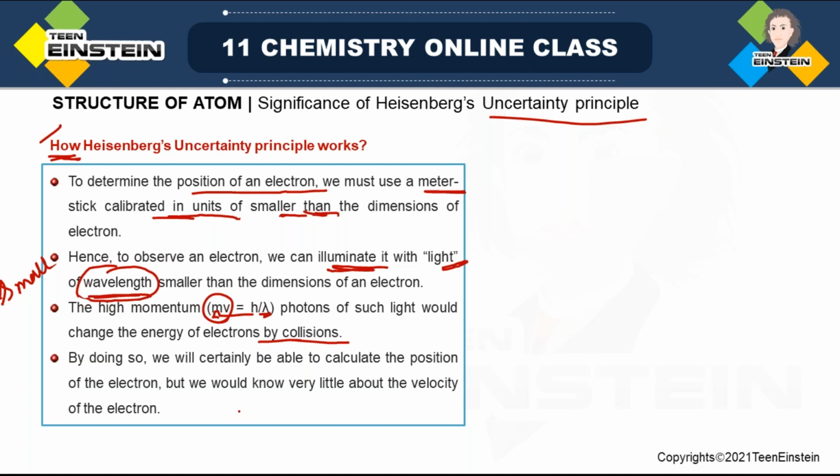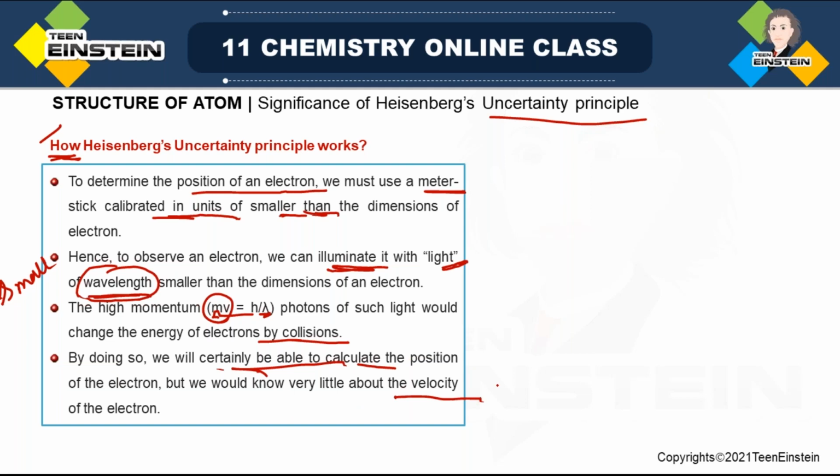You are using this light, and by using this, we will certainly be able to calculate the exact position of the electron. But because of the collision of high momentum photons, we would know very little about the velocity of the electron.